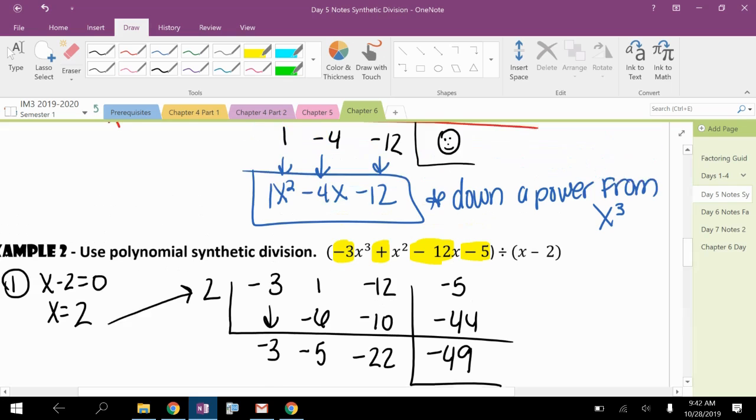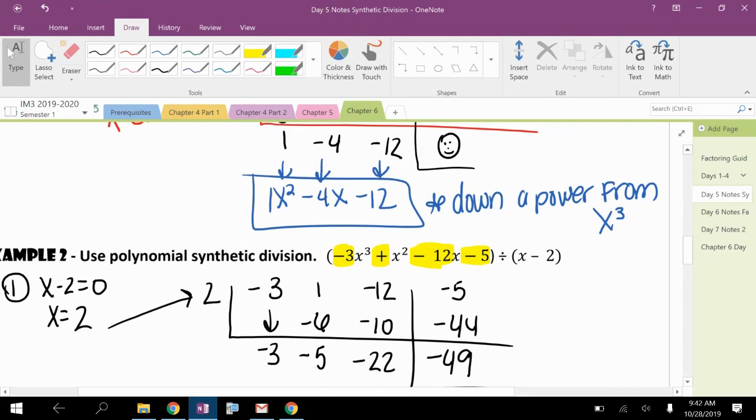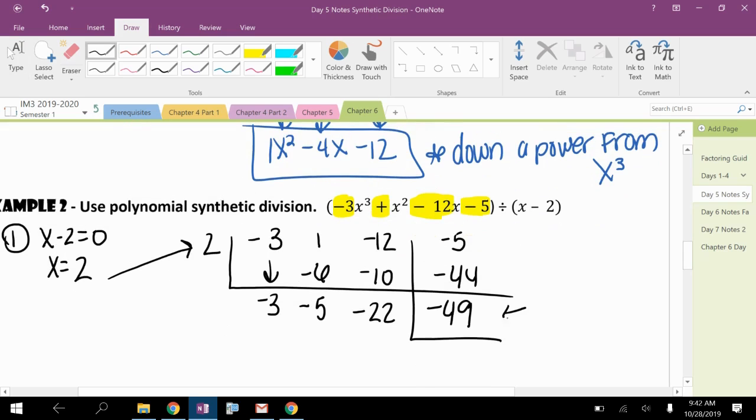Let's talk about the difference between these two. This one ended in a 0. This one did not. This one is a factor. This one is not. So, for example, 5 divided by 2 is 2.5. That means 2 is not a factor because there is a remainder. Okay, so this guy tells me that it is not a factor. Okay, because that's your remainder. That guy at the very end is always your remainder.